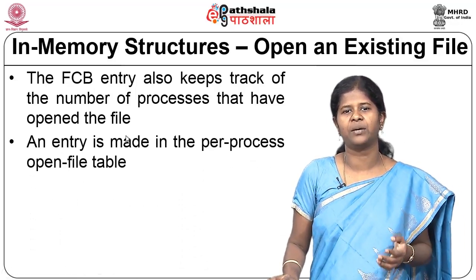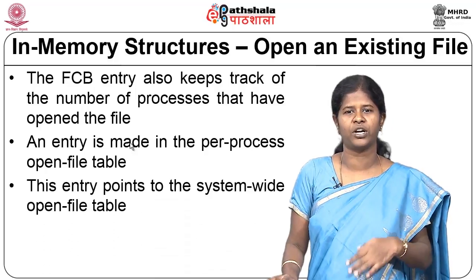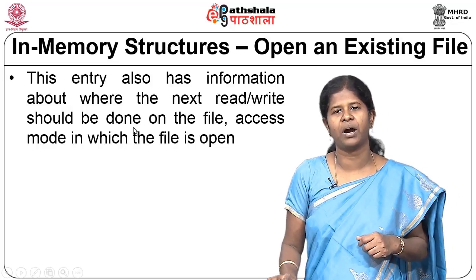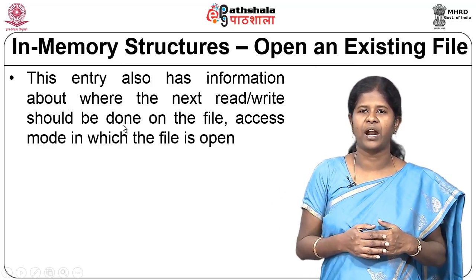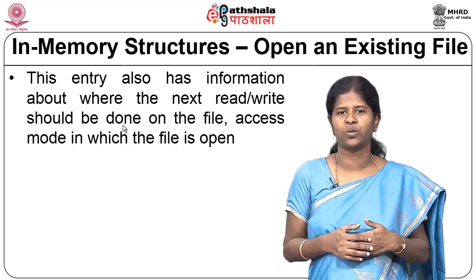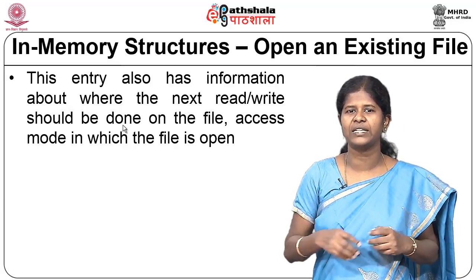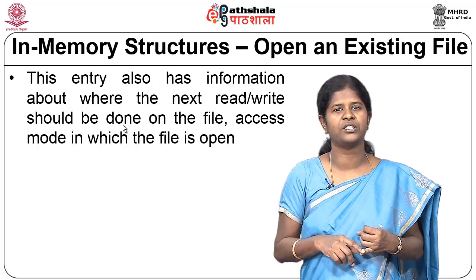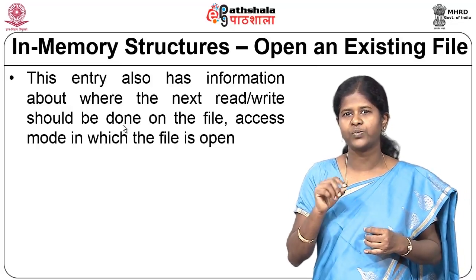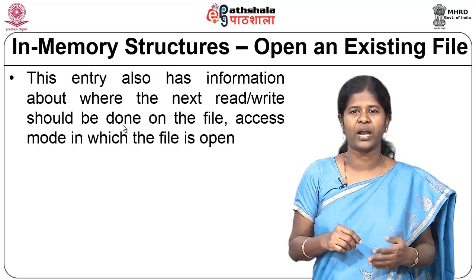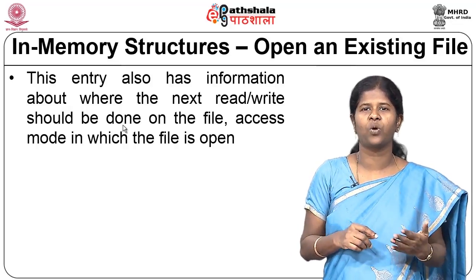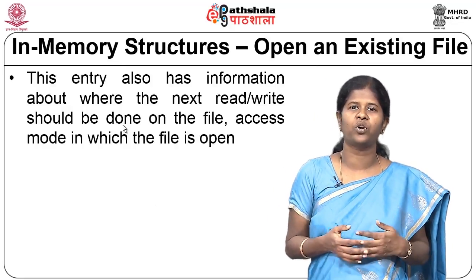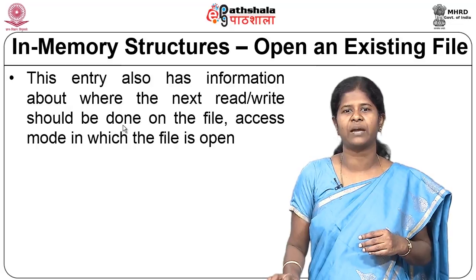And now an entry is made in the per process open file table. This entry is made to point to the system wide open file table. So, the entry will also have information about where the next read write should be done on the file, the access mode in which the file is open, and so on. So, the system wide open file table entry has information about the number of processes that are using that particular entry and the offset within the file where the next read or write should happen, and the access mode in which the file is open, say whether the file is open in read only mode or write only mode or read write mode, and so on.